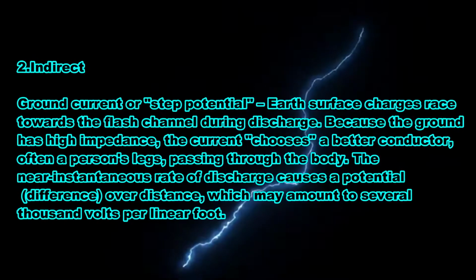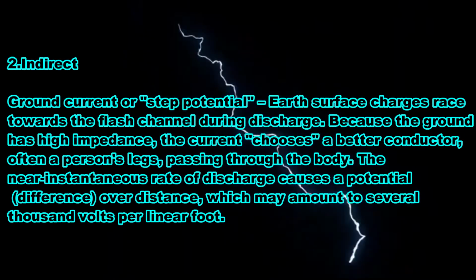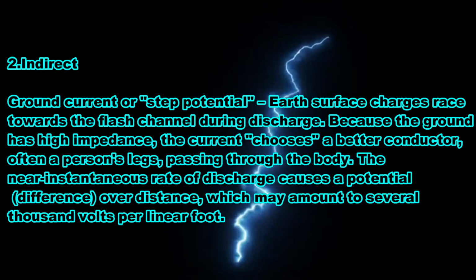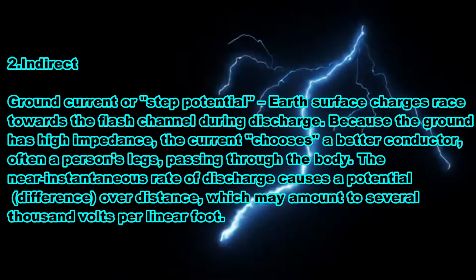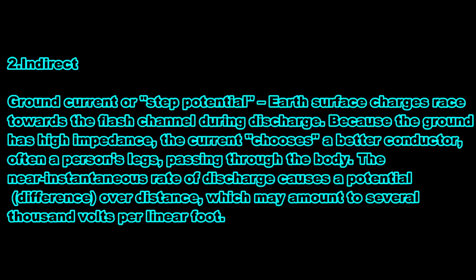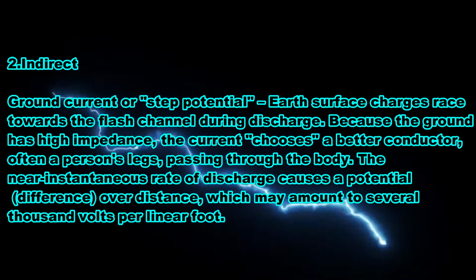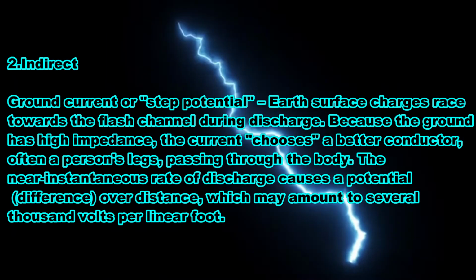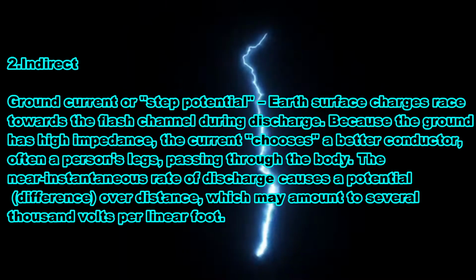Indirect: ground current or step potential. Earth surface charges race towards the flash channel during discharge. Because the ground has high impedance, the current chooses a better conductor, up a person's legs. Passing through the body, the near instantaneous rate of discharge causes a potential difference over distance, which may amount to several thousand volts per linear foot.